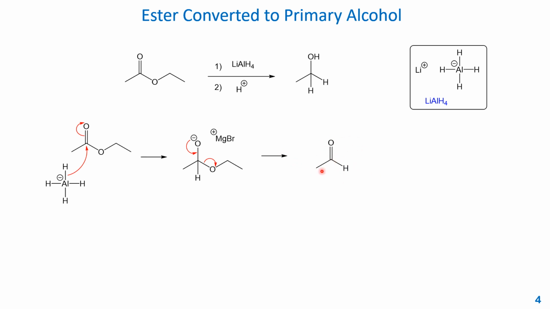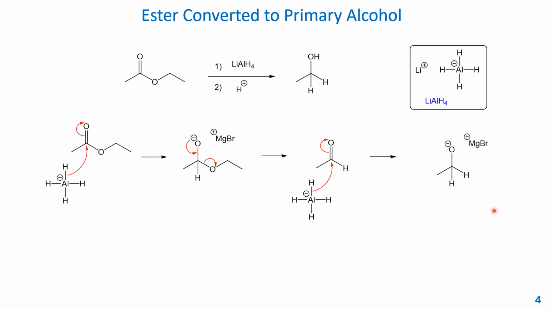This aldehyde is also active under this condition. The lithium aluminum hydride can further react with this aldehyde. So the hydride will attack the carbonyl of the aldehyde again and break the pi bond, same reactivity, to form this tetrahedral intermediate, the oxide, again balanced by this cation.